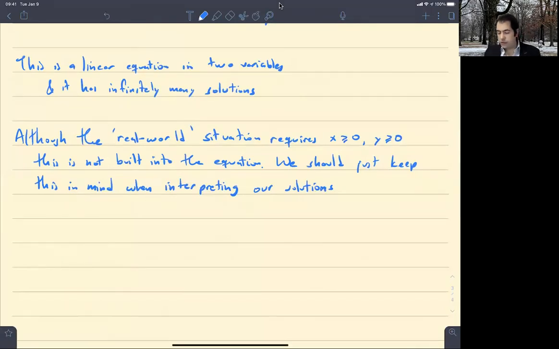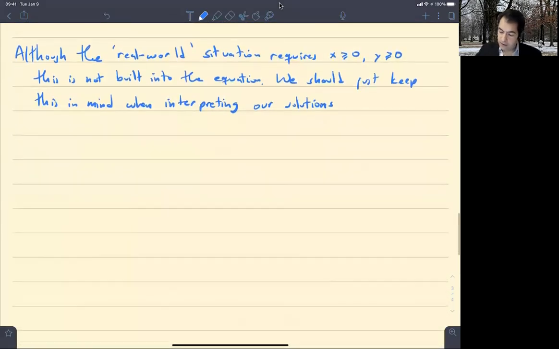Also, interestingly, historically, the Chinese texts, the Nine Chapters on the Mathematical Arts, use negative numbers, which in the European tradition would not be accepted for a long time still. Okay, now there's a good way of thinking about these infinitely many solutions to this single equation.